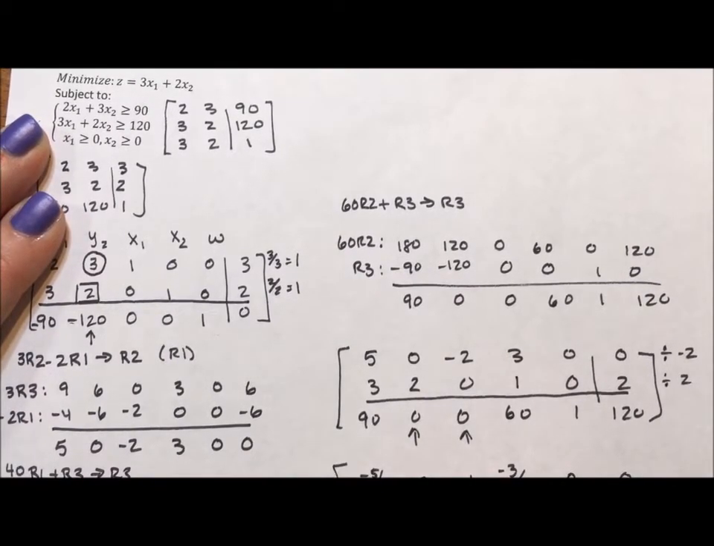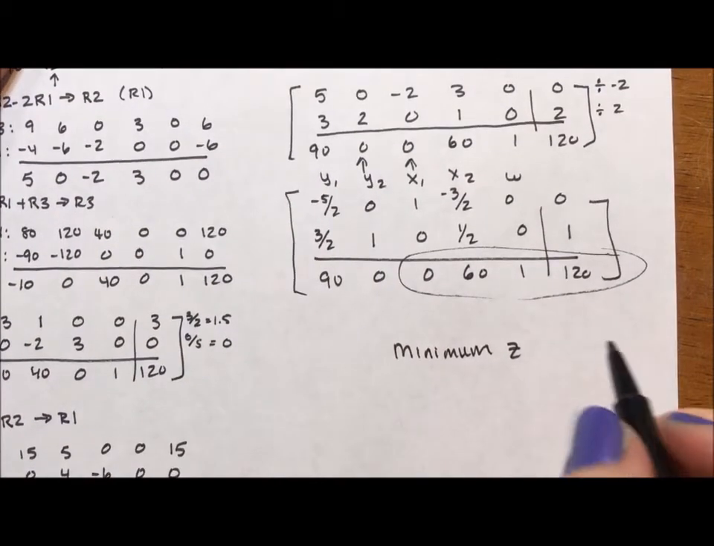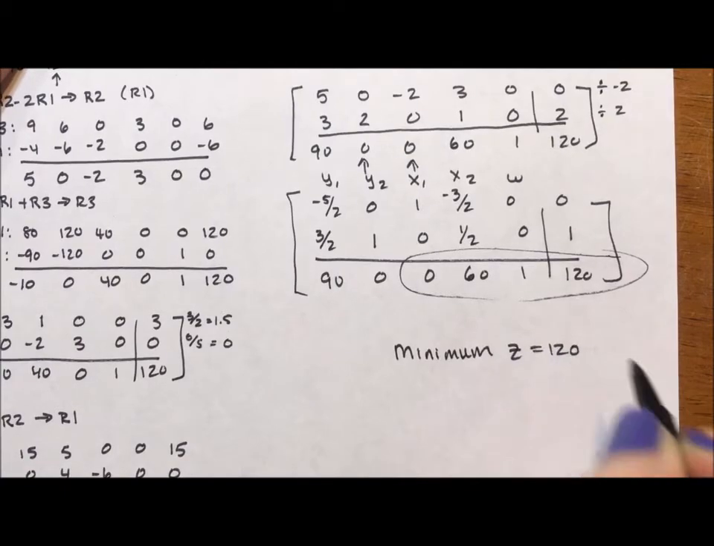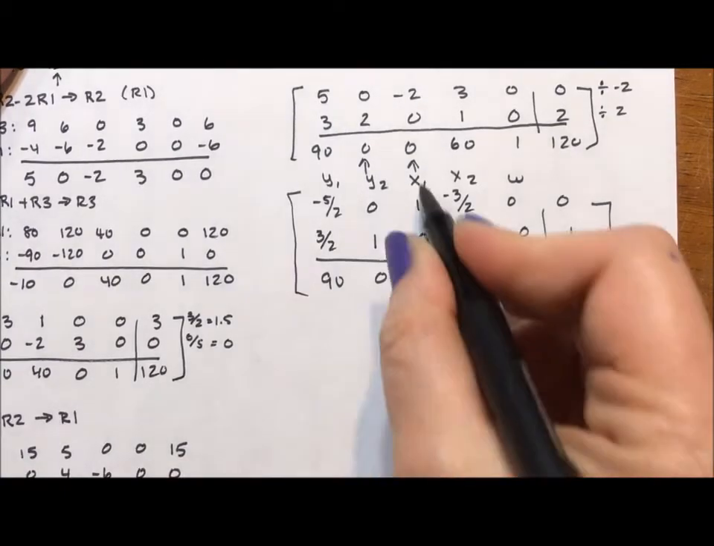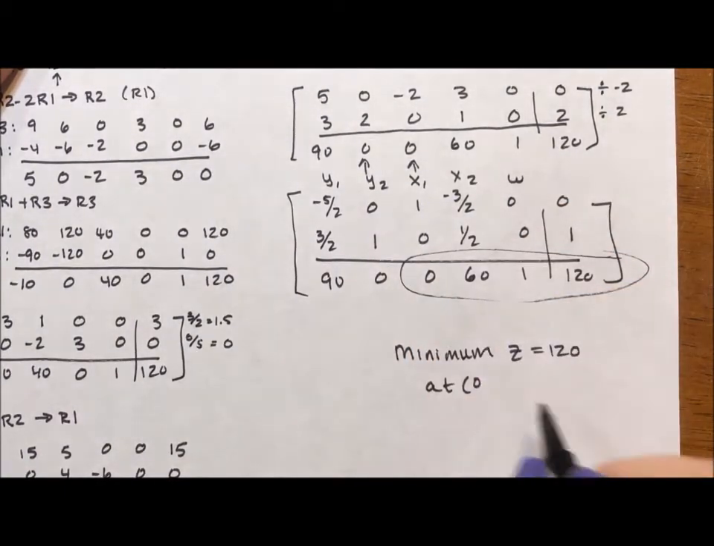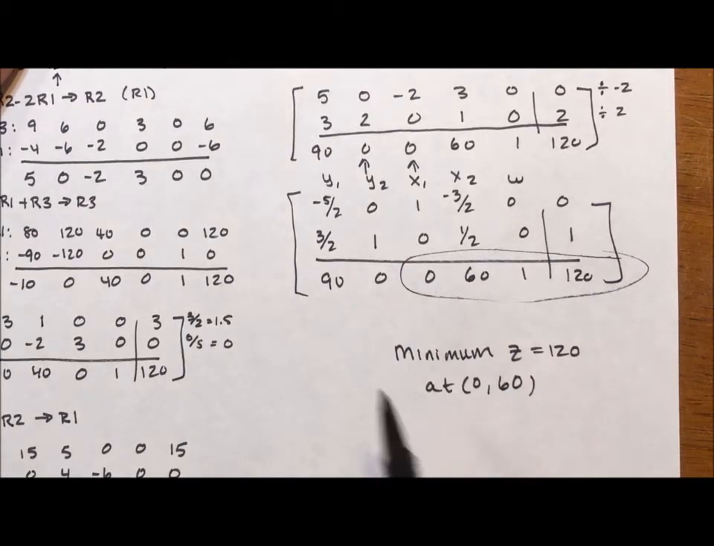And what you're going to notice is y sub 1, y sub 2, x sub 1, x sub 2, w. Again, our answer is coming from down here. Our minimum is going to be z. Our minimum is going to be z equaling 120 at x sub 1 is 0, x sub 2 is 60. It's a different answer.